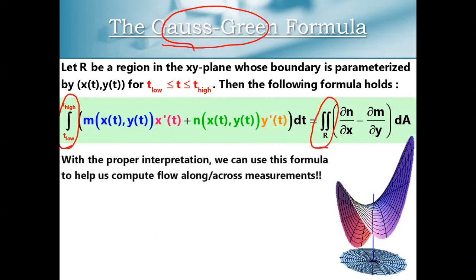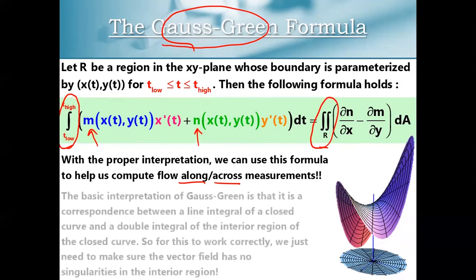So with the proper interpretation, we can use this formula as a computational tool for measuring flow along or flow across, depending on the problem that we're doing. And you can kind of see that this is the case, right? If you look at the formula, you could see we have an M comma N that looks like a vector field. This formula was designed for vector fields all along.